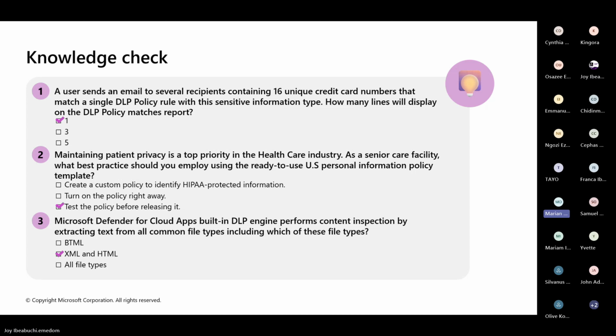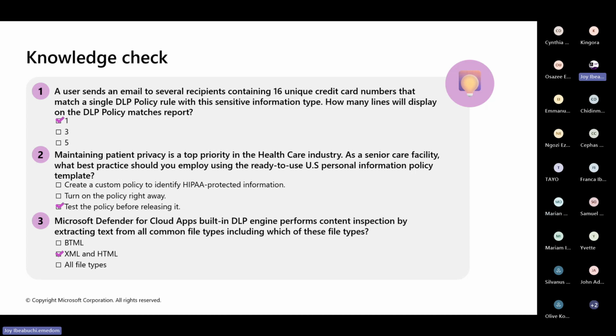Okay, I feel like it's 1 because from the question they said that it matches a single DLP policy rule. So it's just 1 that it has. So the rule that was created was if it has maybe 16 unique credit card numbers and then other rules, but then it matches 1. So it's just 1 that would display.